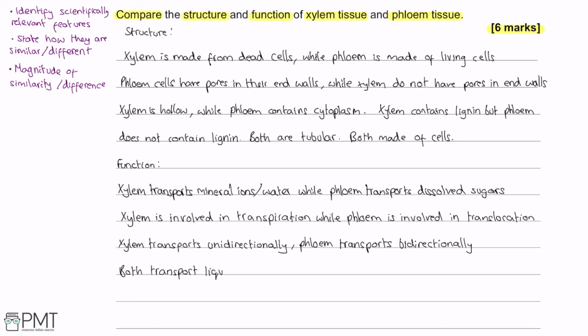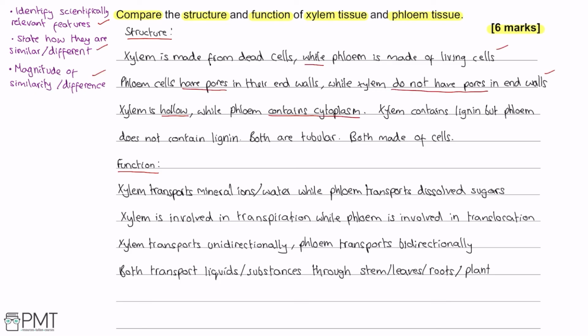In terms of functional similarity, you could say that both transport liquids or substances along the stem, leaves, roots, or just the plant. Make sure that you're talking about both structure and function in your answer, and make sure that you have enough scientifically relevant features to make it worth 6 marks. We've stated how they are different or similar, and we've also stated the magnitude of similarity or difference. Lastly, make sure you include similarities and differences in both your structure paragraph and your function paragraph.